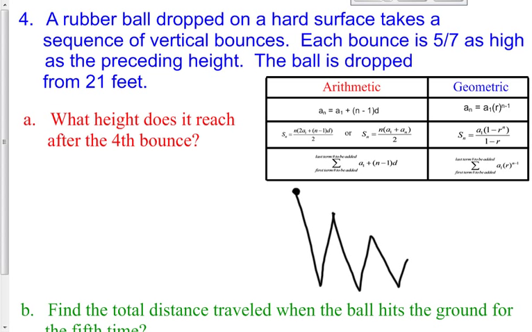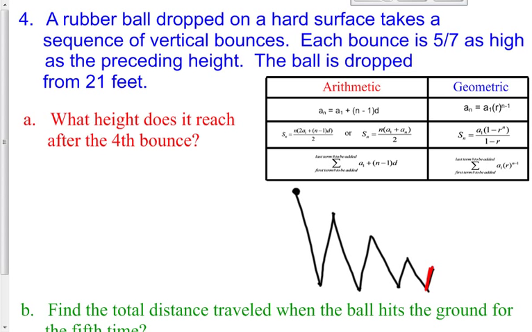So letter A asks, what height does it reach after the fourth bounce? So here's the first bounce, second bounce, third bounce, fourth bounce, and what height does it reach after the fourth bounce? So we want to find this distance in red, right here. Okay? So what we want to find here, class, is a value of a certain term. So is this arithmetic or is this geometric?